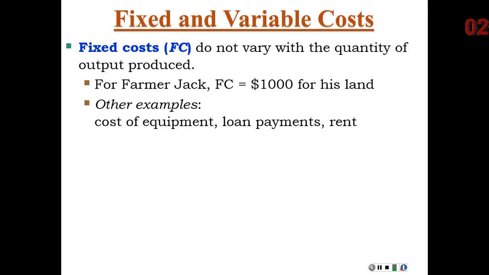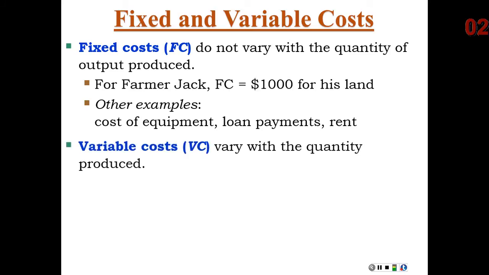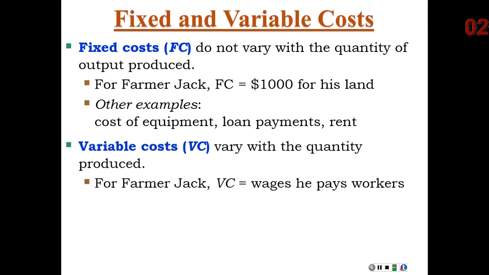A loan payment is another, taking out a loan to start a business. A rent payment, maybe we're renting an office space. If we serve one customer this month or 1,000 customers, that rent doesn't change. That's a fixed cost for a business. Variable costs, though, vary with the quantity of output produced.